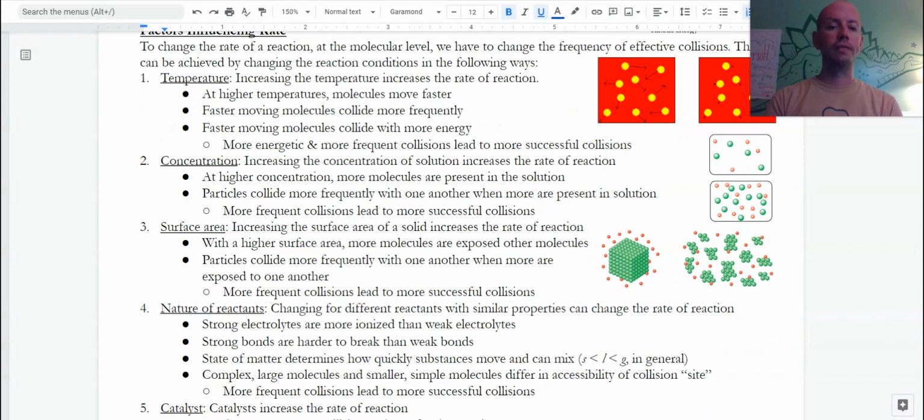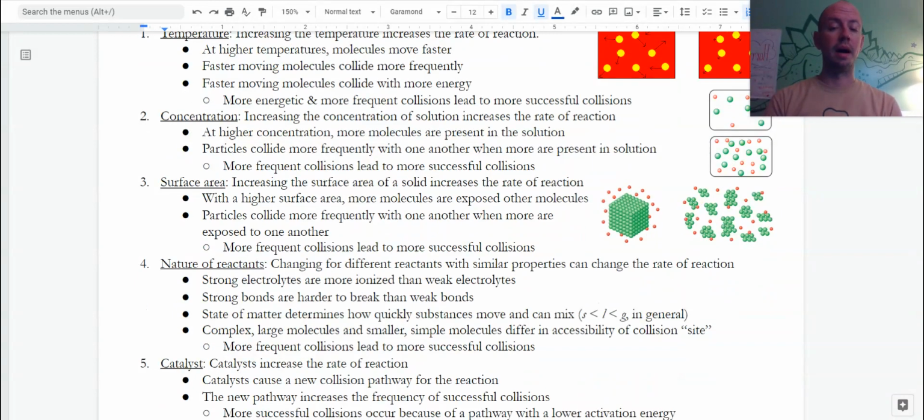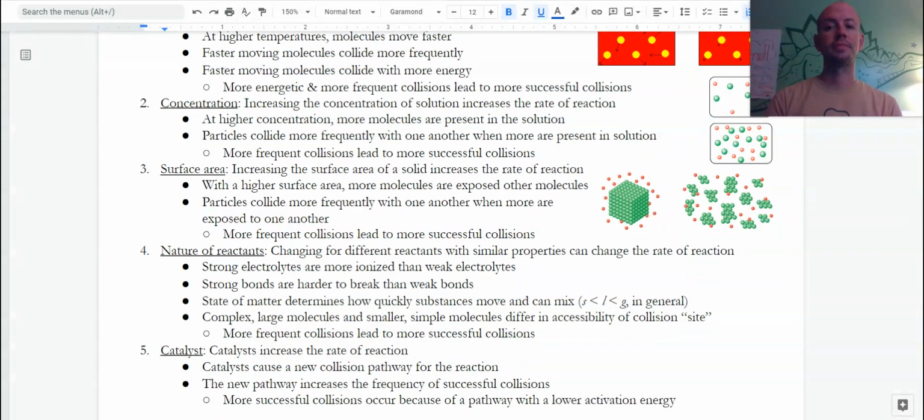We can also, if we're dealing with a solid, break it into smaller pieces by impacting its surface area. Breaking a big chunk into smaller pieces increases the surface area and increases the rate of reaction. More of the molecules are exposed to one another in that case. Here we actually have more molecules. Here we have the same amount, but more exposure between them. More frequent collisions would come along with that, and once again lead to more successful collisions.